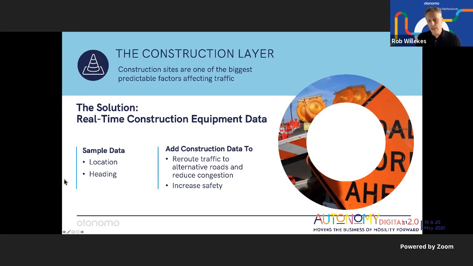So we also get data from construction machines, heavy machinery, where they are currently working. It gives us a good idea whether those sites are still in place and whether the construction is still going on. So it gives a good verification of the events that are already happening.